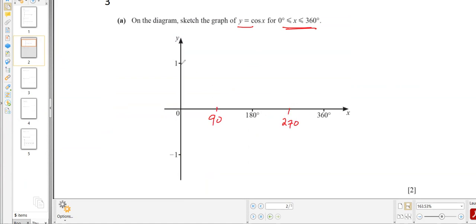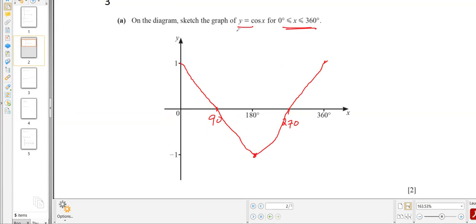270 in between that. So what will you do? You know very well that it will start from here, and at 180 it will be minus 1. Okay, and at 360 it will be 1. So this is the turning point, you will turn from here, and this is the sketch of y is equal to cos x. Again, you know very well the coordinates of these points.